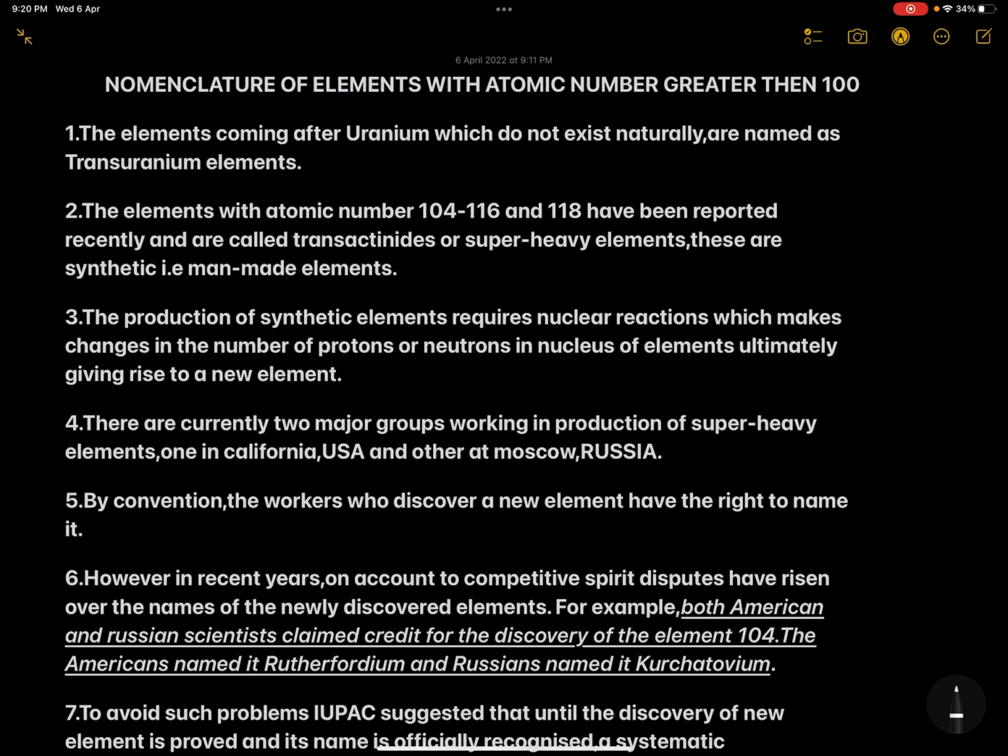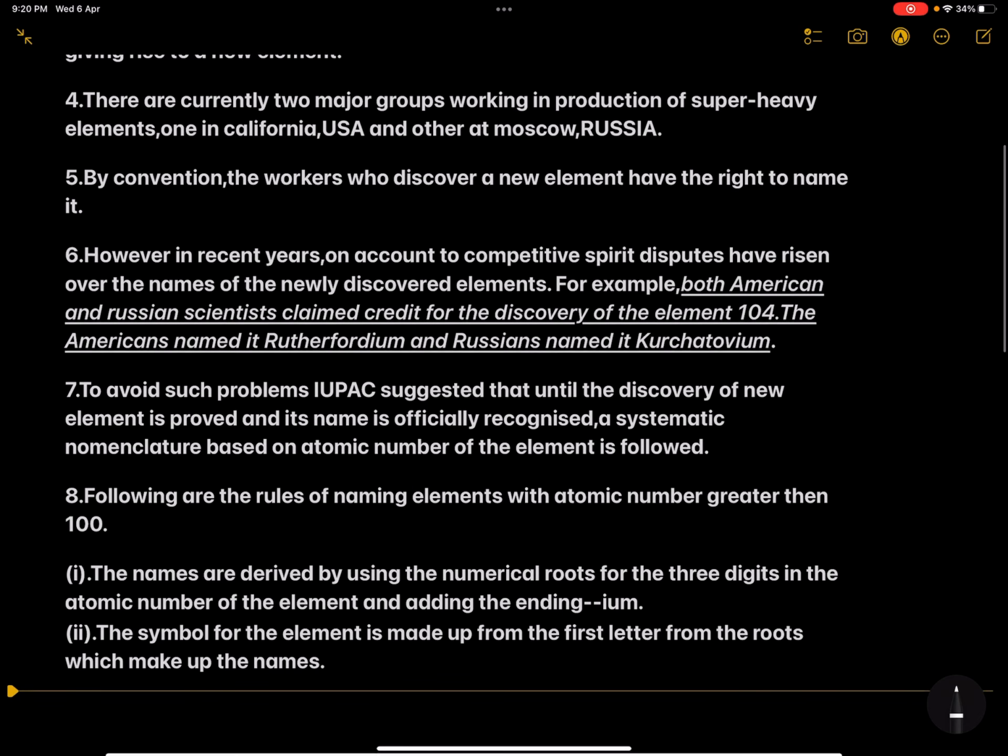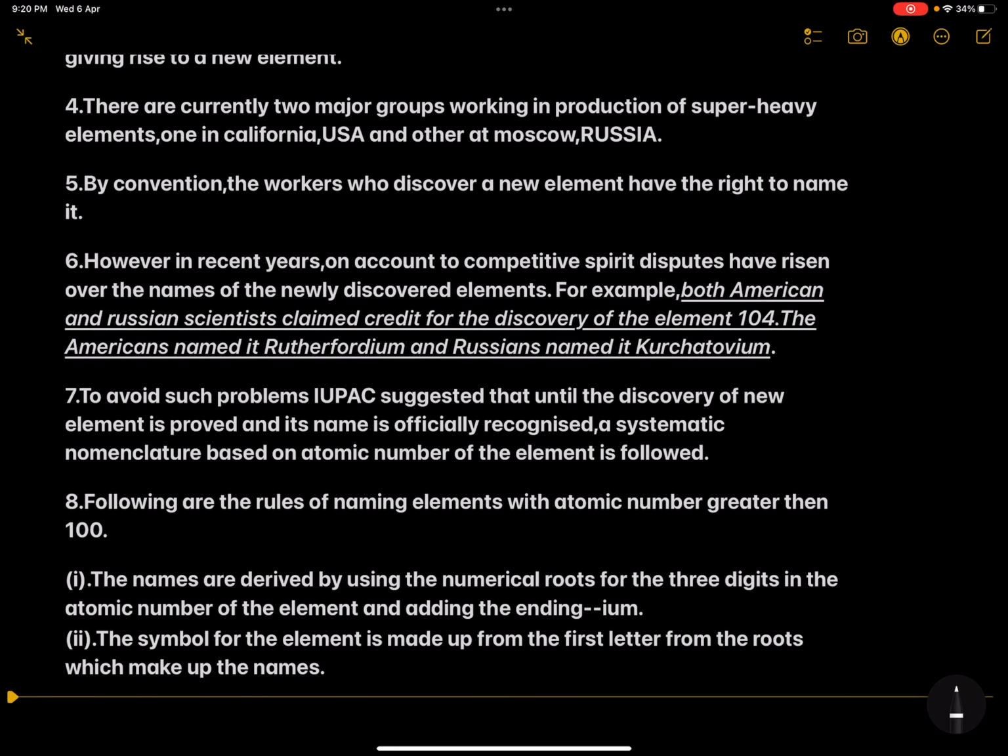For example, both American and Russian scientists claimed credit for the discovery of the element with atomic number 104. The Americans named it Rutherfordium and Russians named it Kurchatovium. Point number 7. To avoid such problems, IUPAC suggested that until the discovery of a new element is proved and its name is officially recognized, a systematic nomenclature based on the atomic number of the element is followed.